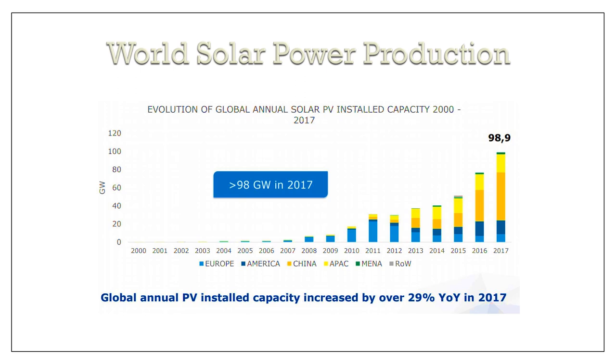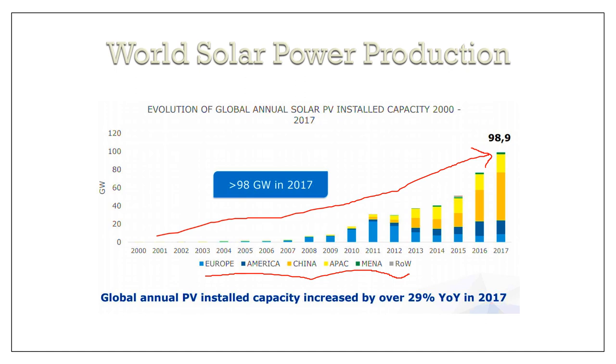We are reading a chart and you can see from 2000 all the way to 2017. So we're looking at the world solar power production here. So the trend is like that, which means that this business is growing. We're using solar power more and more and more. And we have the different countries listed here: Europe and then America, China.